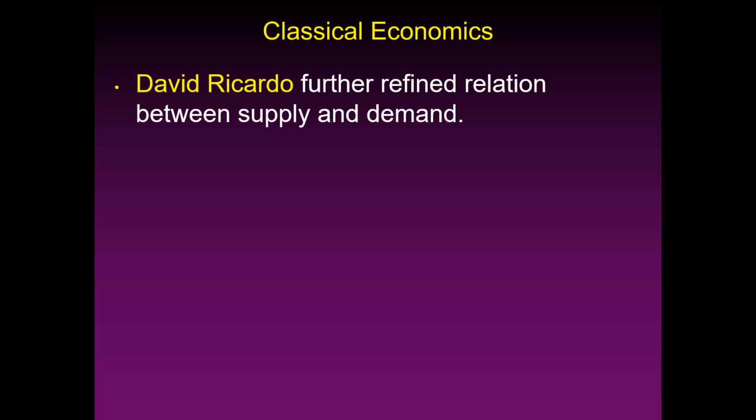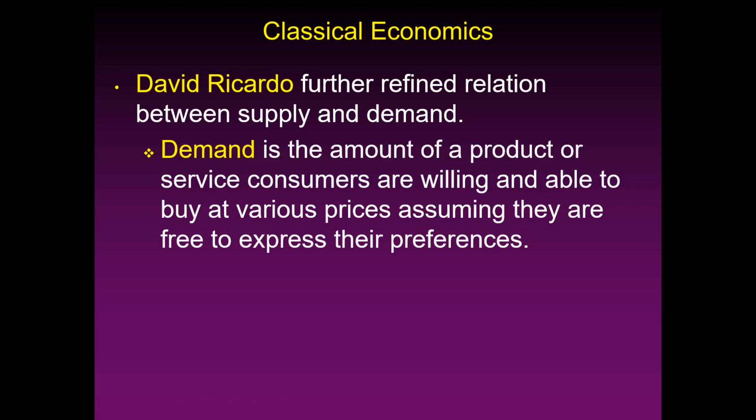So into that, David Ricardo further refined the relation between supply and demand. We've all heard of supply and demand. So demand is the amount of a product or service consumers are willing and able to buy at various prices, assuming they are free to express their preferences. Notice that it says willing to buy, and a lot of this has to do with the trends of the time. So I bring in as an example the Chevy Bolt, that's Bolt with a B, and the Tesla Model 3.